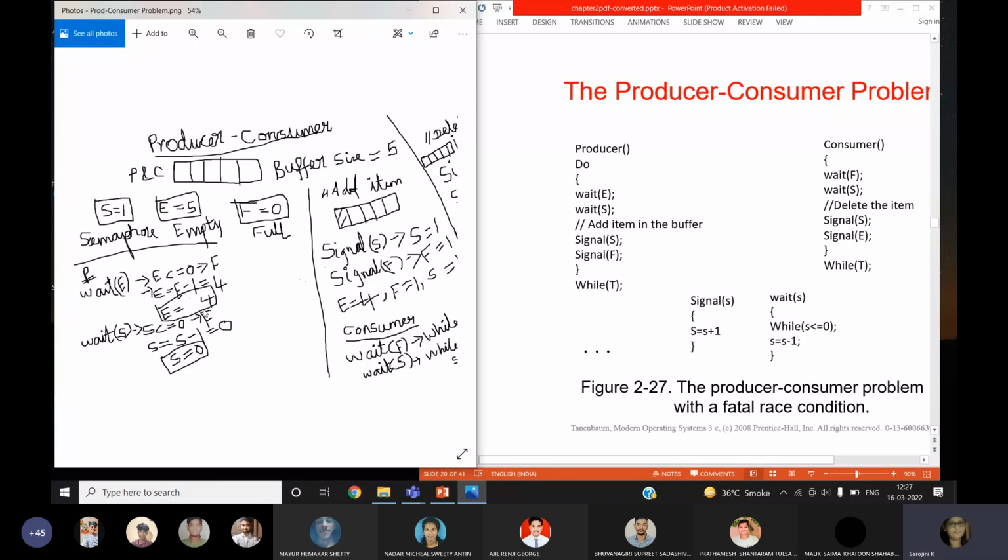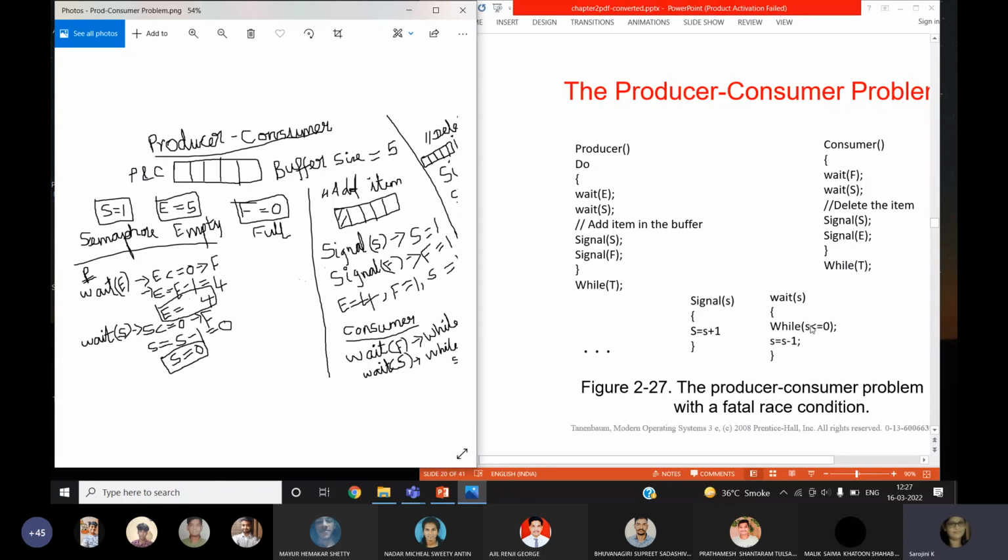Who did this? Our producer process. Now the producer process executed this. After executing wait of E, E changed to 4, remember. And then the producer should execute wait of S. Wait of S means it will come again here. Now it is S only. You know the initial value of S, we initialized it to 1. Initial value 1, S equal to 1.